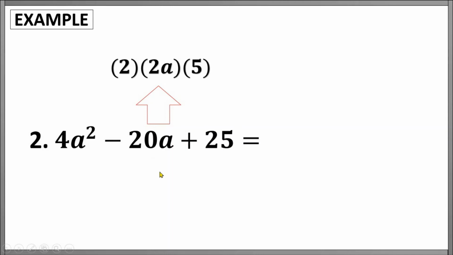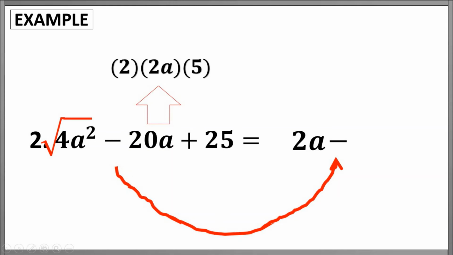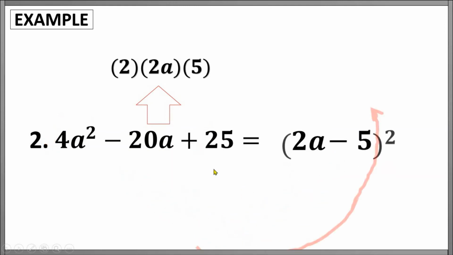Now, let us express it as a square of a binomial. Getting the square root of 4a squared, we have 2a. Copying the minus operation, getting the square root of 25, which is 5. Square this, so 4a squared minus 20a plus 25 is equivalent to the square of 2a minus 5.